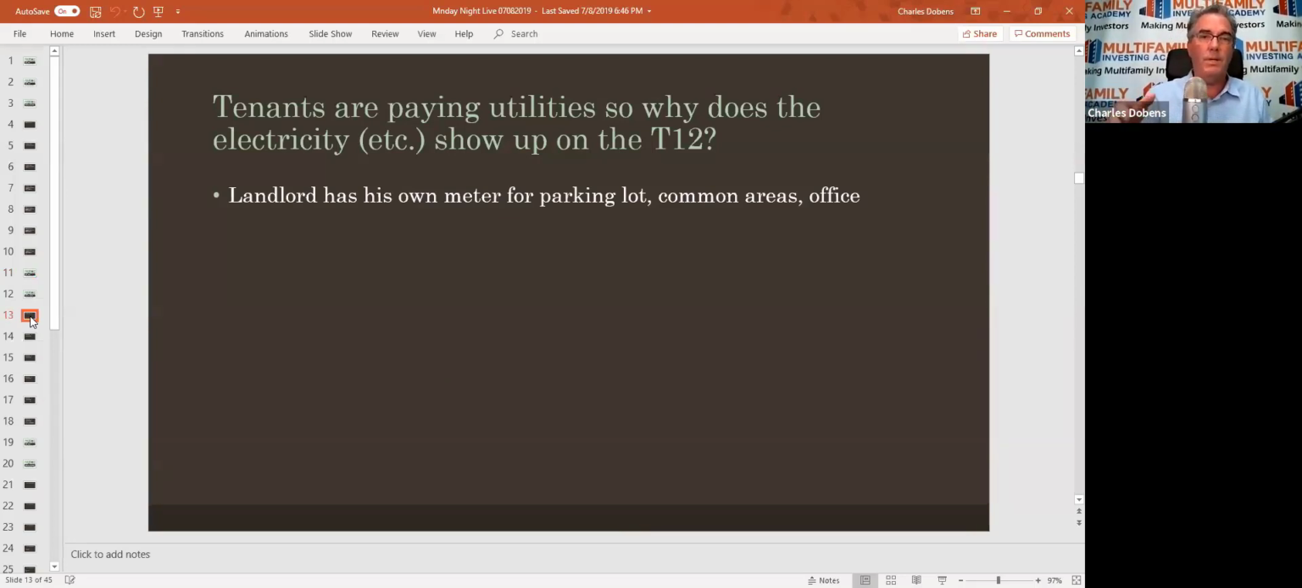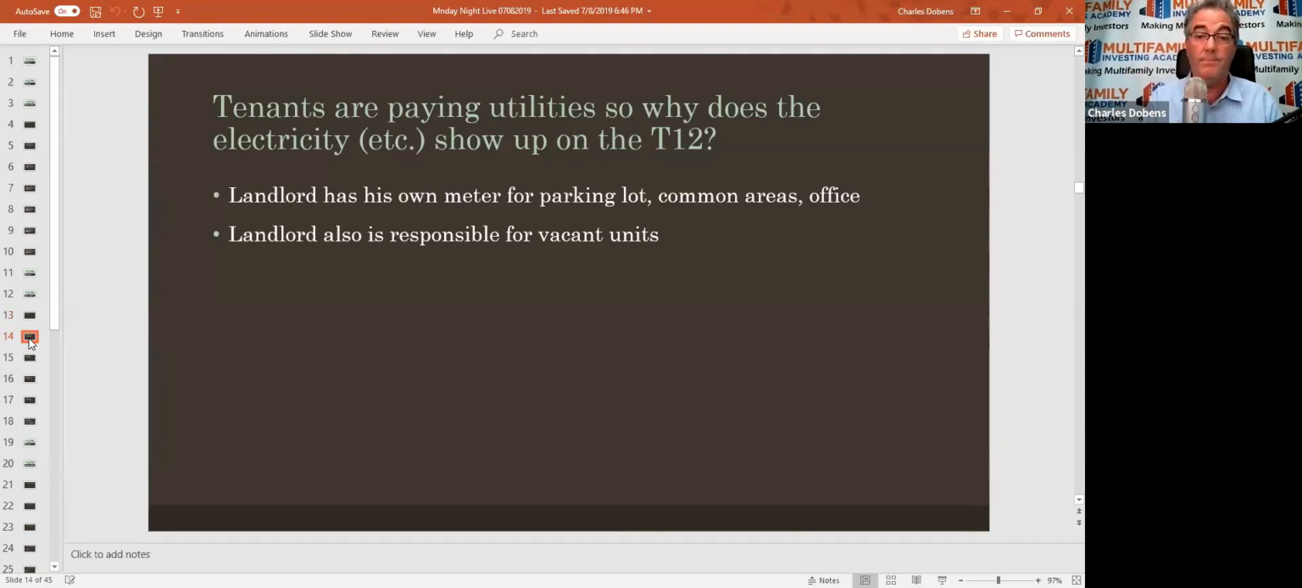When you own property, as a landlord, you're always going to have your own meter for the parking lot lights, the stairwell lights, the common area lights, the office lights. The other thing too is you're always going to have the meter for the vacant units. I mean, you've got to still keep the electricity on in the vacant units. You've got to go show them. You've got to turn the lights on when people walk in. And that's a landlord rate. It's a lot less expensive.